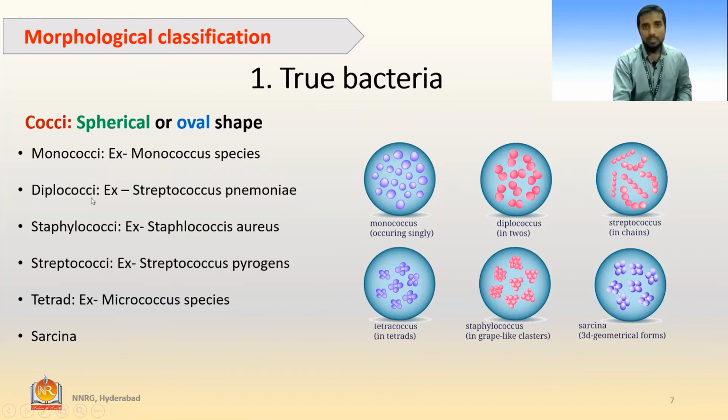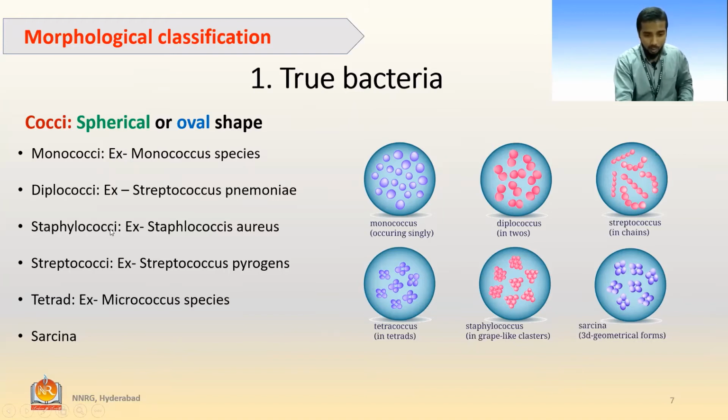Diplococcus, di means two, right? Diplococcus means a pair of bacterial cells attached together. So you can see here in Diplococcus, two cells are attached together. And the example is Streptococcus pneumoniae.